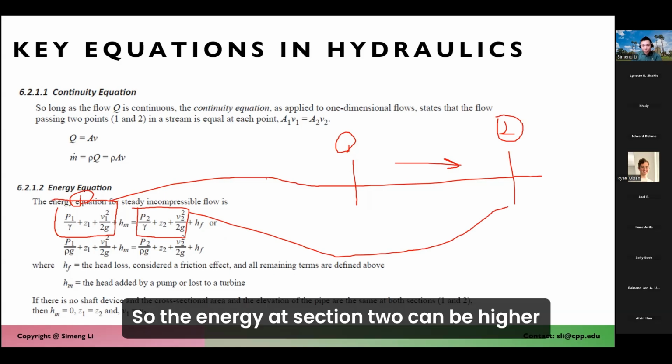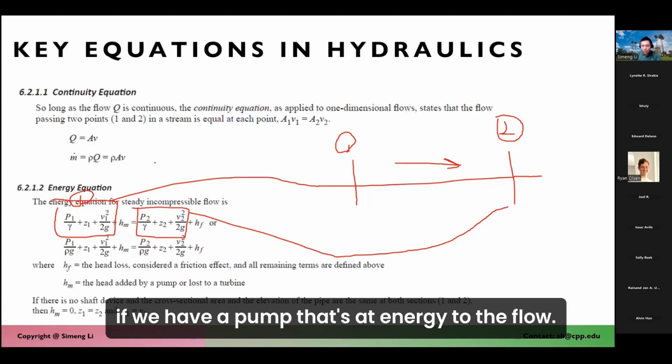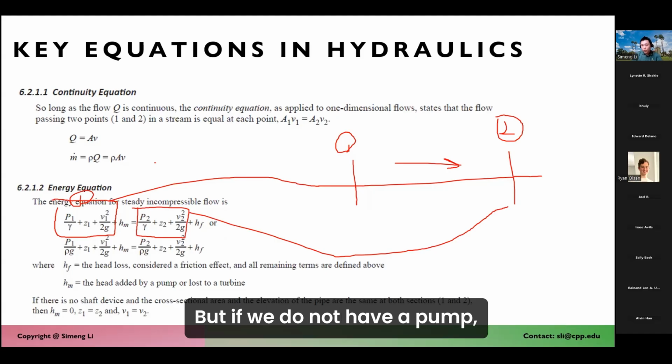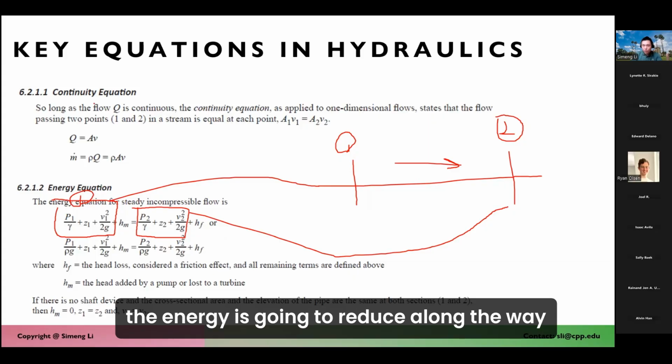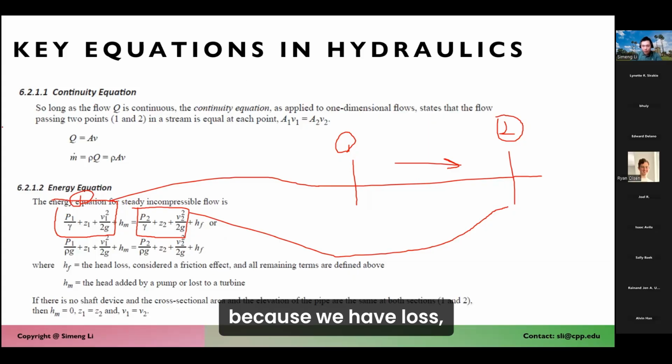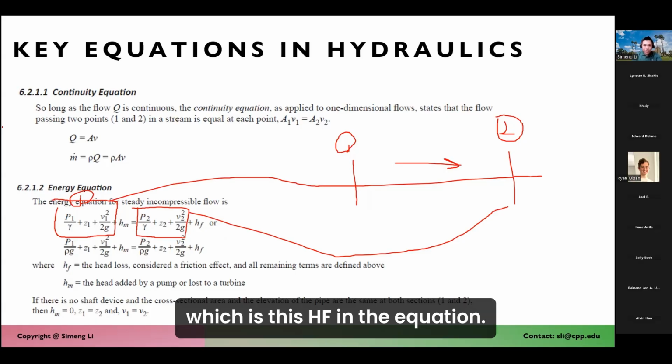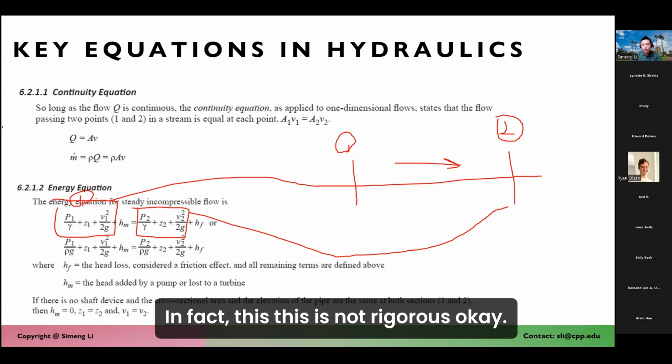So the energy at section 2 can be higher if we have a pump that adds energy to the flow. But if we do not have a pump, the energy is going to reduce along the way because of head loss, which is this HF in the equation. In fact, this is not rigorous.